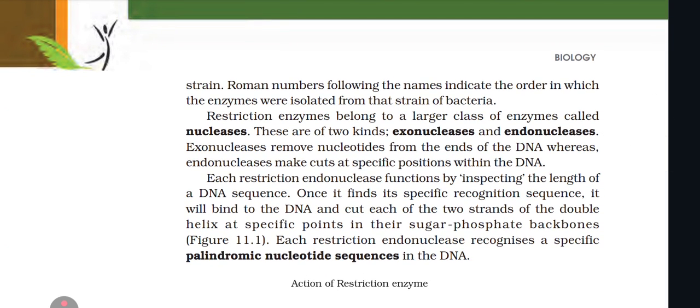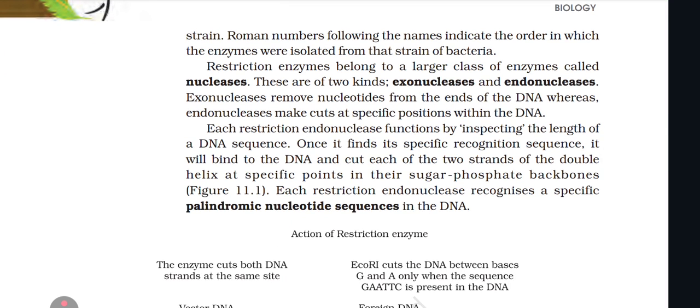Restriction enzymes belong to a larger class of enzymes called nucleases. These are of two kinds, exonucleases and endonucleases. Exonucleases remove nucleotides from the ends of the DNA, whereas endonucleases cut at specific positions within the DNA. Each restriction endonuclease functions by inspecting the length of DNA sequence. Once it finds its specific recognition sequence, it will bind to the DNA and cut each of the two strands of the double helix at specific points in their sugar phosphate backbones.